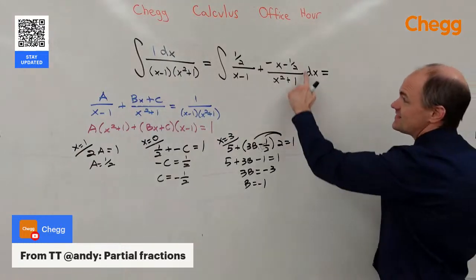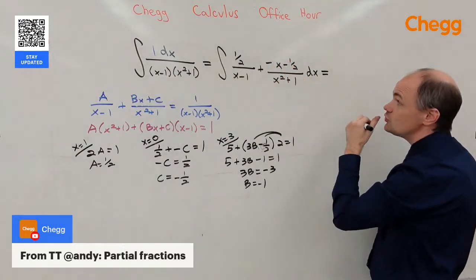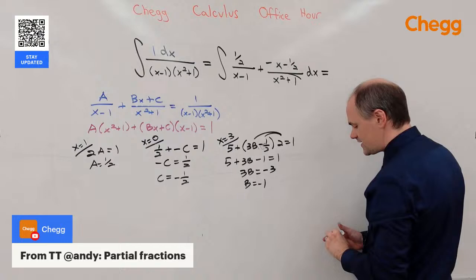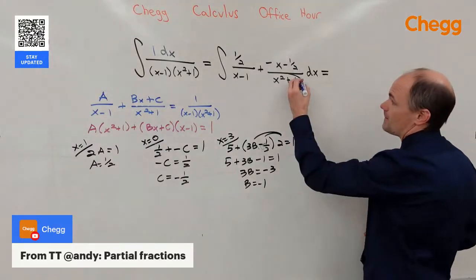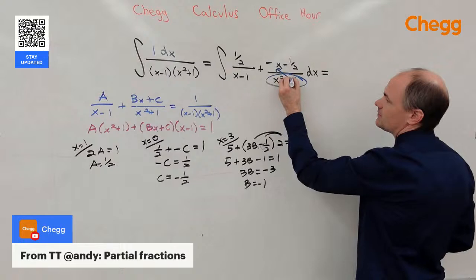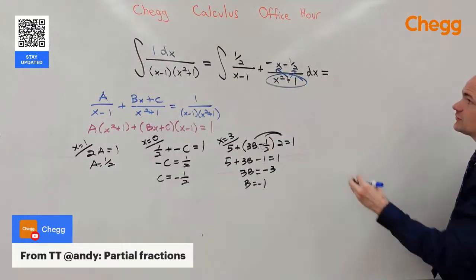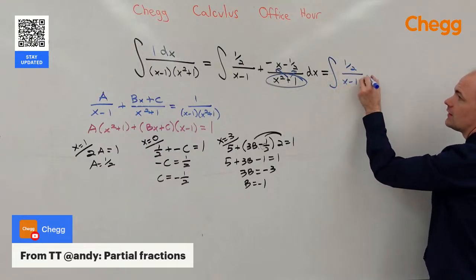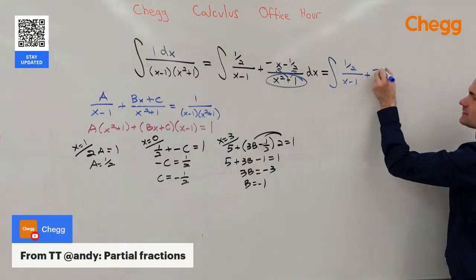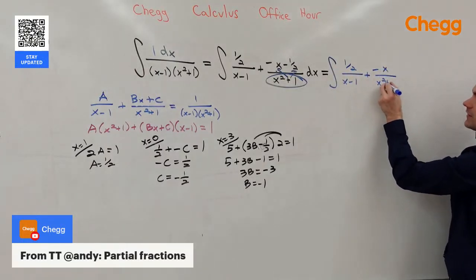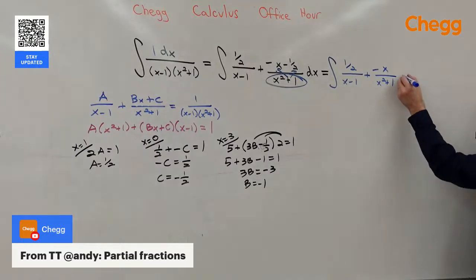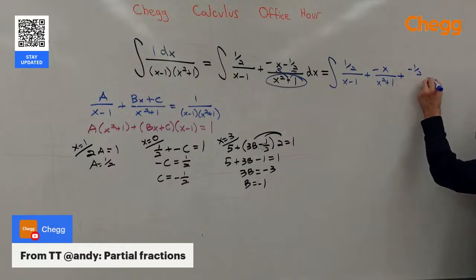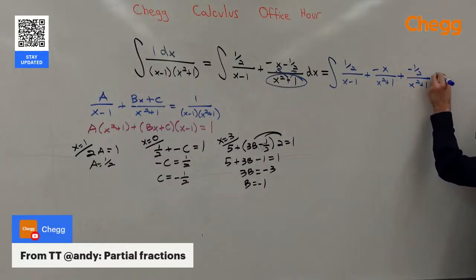I'm going to take this fraction and split it up into 2 completely separate pieces. Let's change colors. We're going to take this denominator, and I'm going to divide it by both parts separately. So now my problem is the integral of 1/2 over x minus 1, plus we've got a -x over x squared plus 1, plus we've got a -1/2 over x squared plus 1 dx.